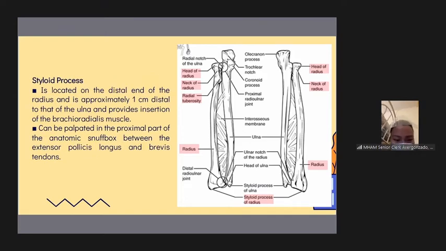Your styloid process is located on the distal end of the radius, and it is approximately 1 centimeter distal to that of the ulna, and it provides an insertion for your brachioradialis muscle. It can be palpated in the proximal part of the anatomic snuffbox between the extensor pollicis longus and brevis tendons.